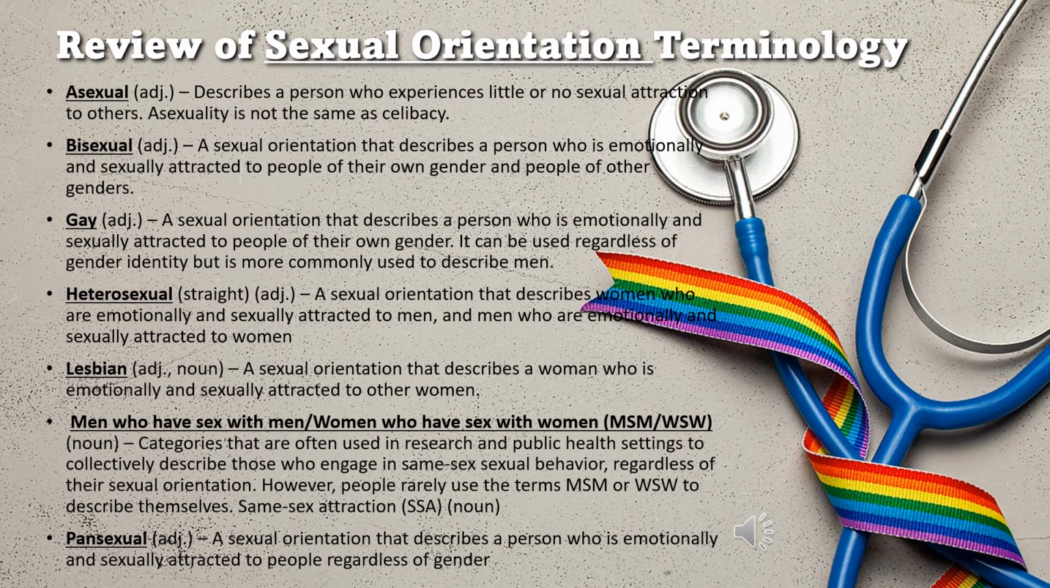Bisexual, a sexual orientation that describes a person who is emotionally and sexually attracted to people of their own gender and people of other genders. Gay, a sexual orientation that describes a person who is emotionally and sexually attracted to people of their own gender. It can be used regardless of gender identity, but it is more commonly used to describe men. Heterosexual, also known as straight, a sexual orientation that describes women who are emotionally and sexually attracted to men and men who are emotionally and sexually attracted to women.